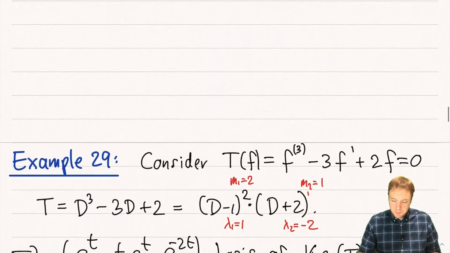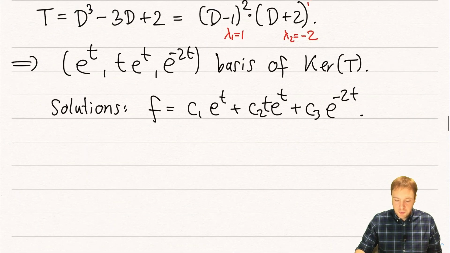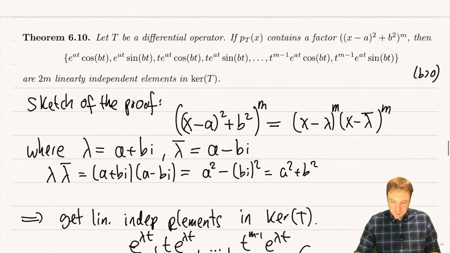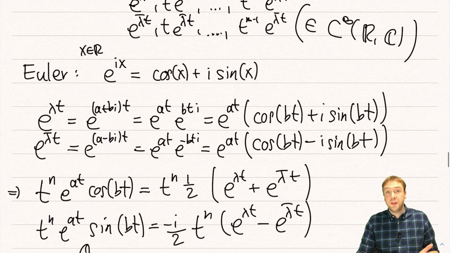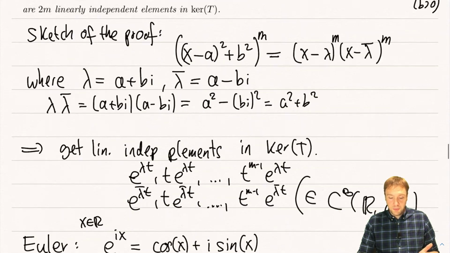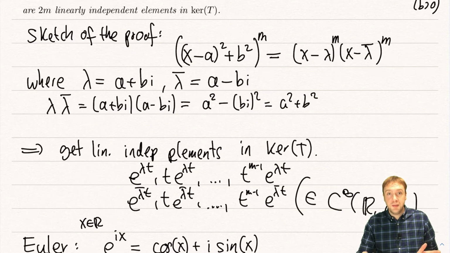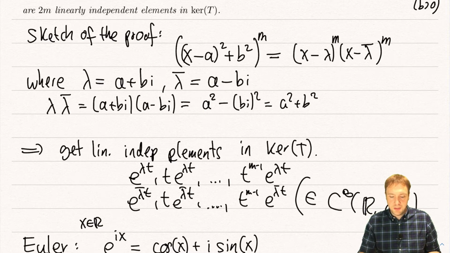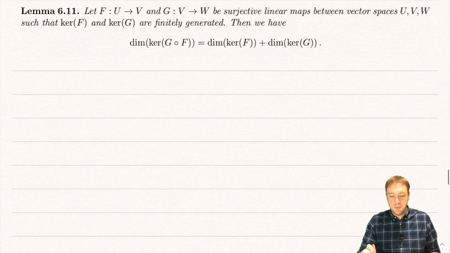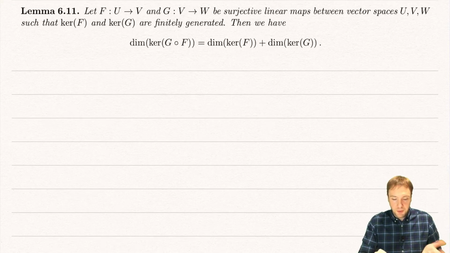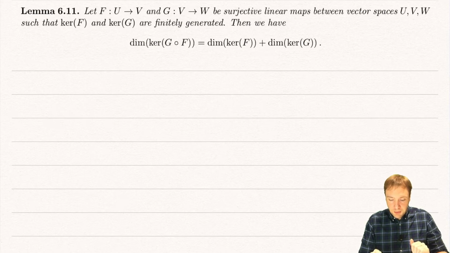Okay. And now, so this is this. And now we want to show this theorem 6.4, where the statement was that the dimension of the kernel is exactly given by the order of the differential operator. But for this we first need to prove a general statement on linear maps. So our differential operators are linear maps, and to prove our theorem 6.4 we need this lemma here.